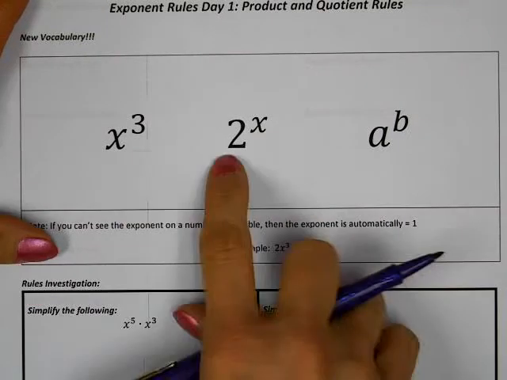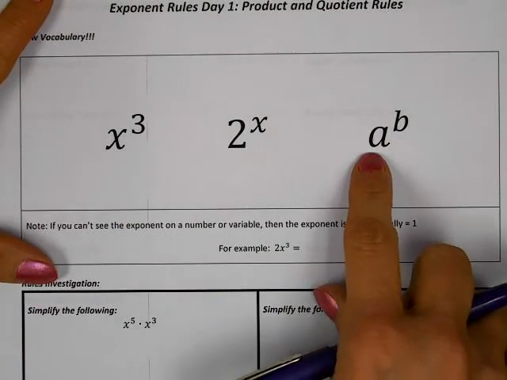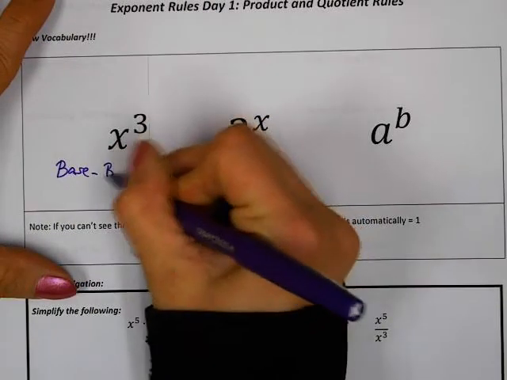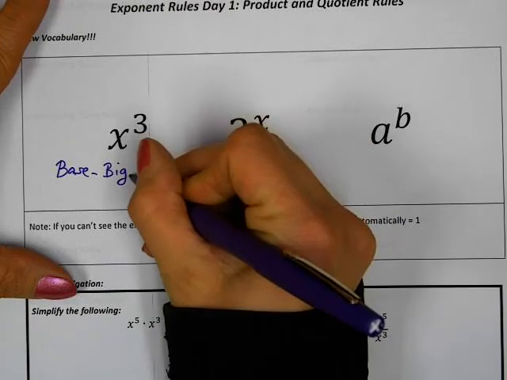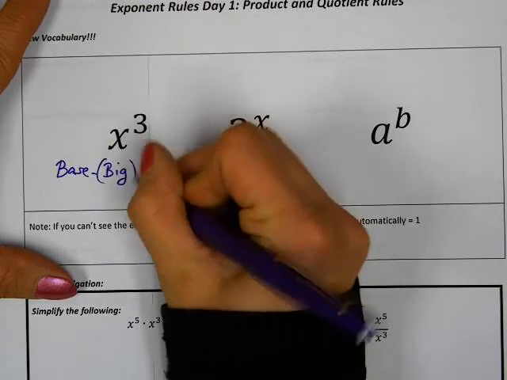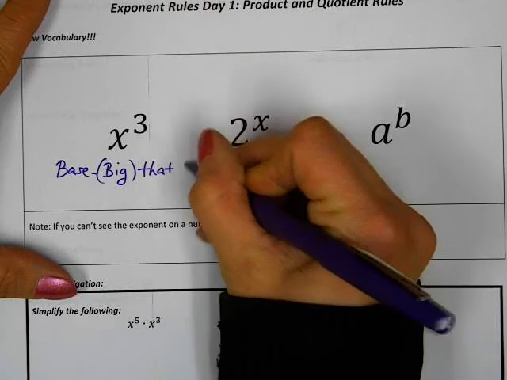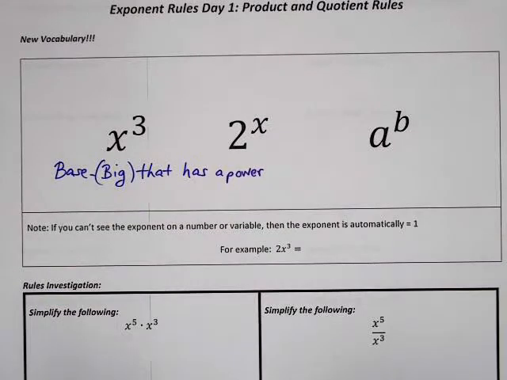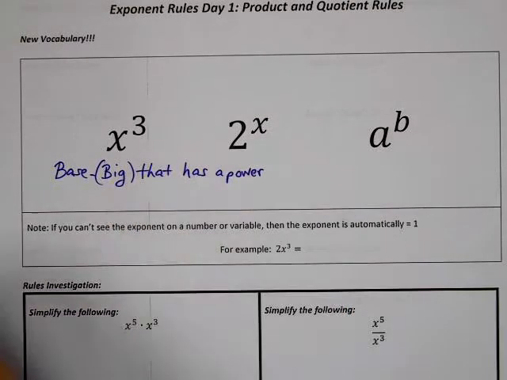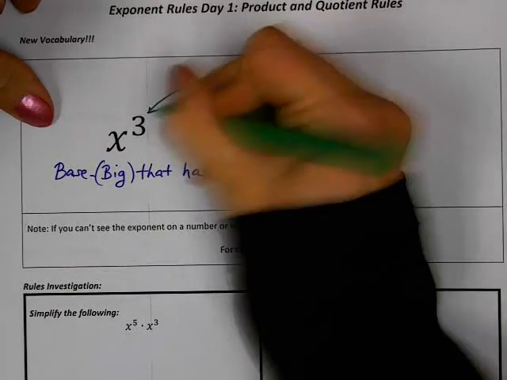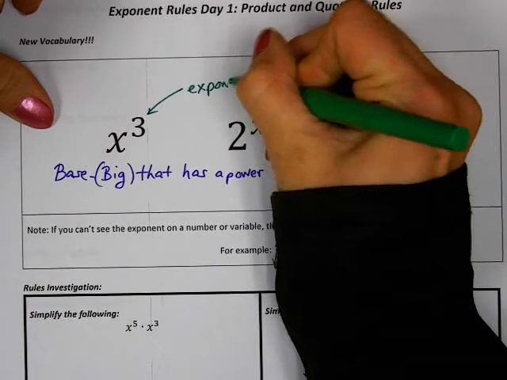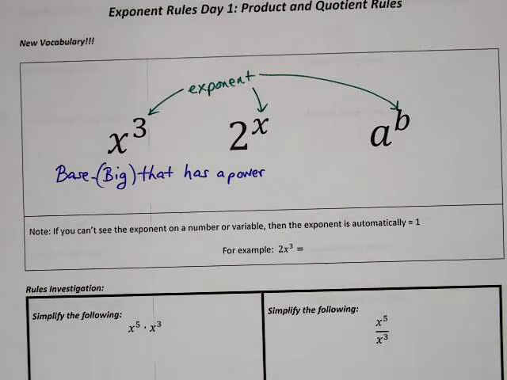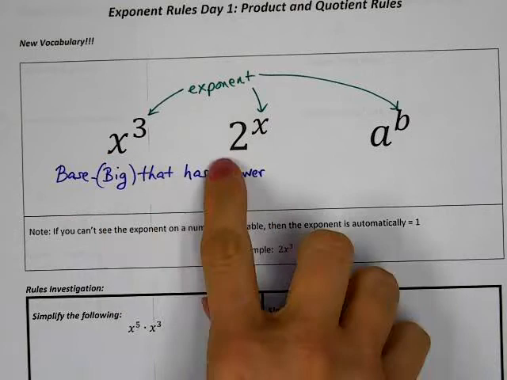Okay, all of these big ones are called the base. The base is the big one that has a power. And when we say power, we mean the exponent. So that 3 right there, that is the exponent. The exponent is the power. The power can be a number or a letter, and your base could be a letter or a number.